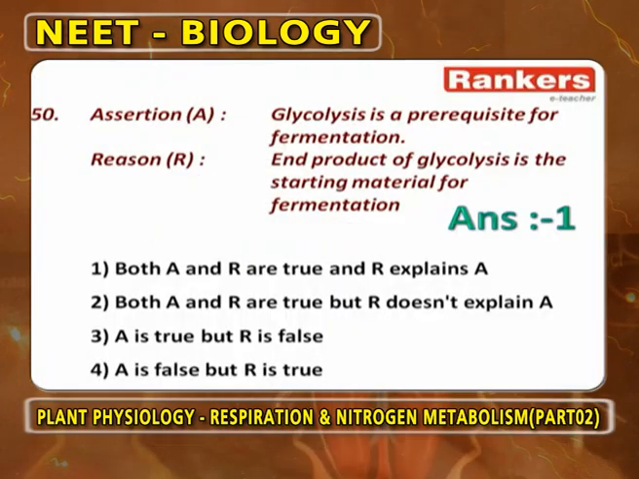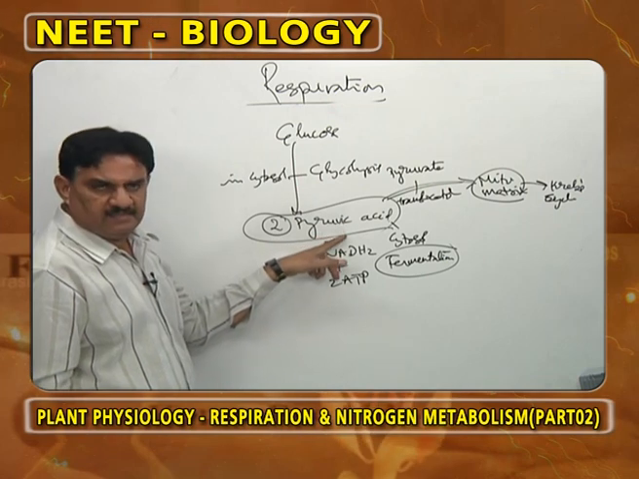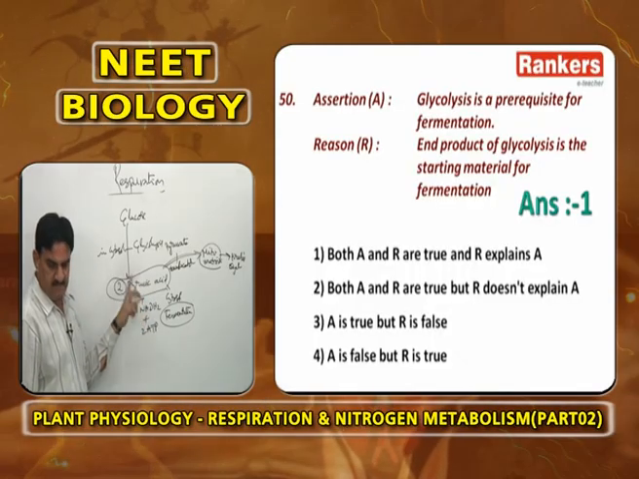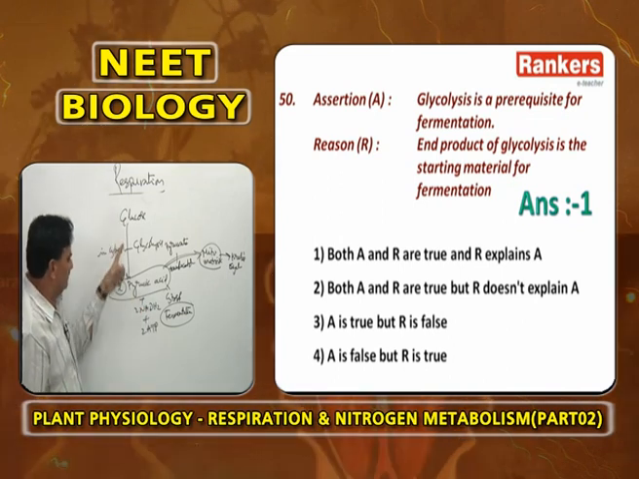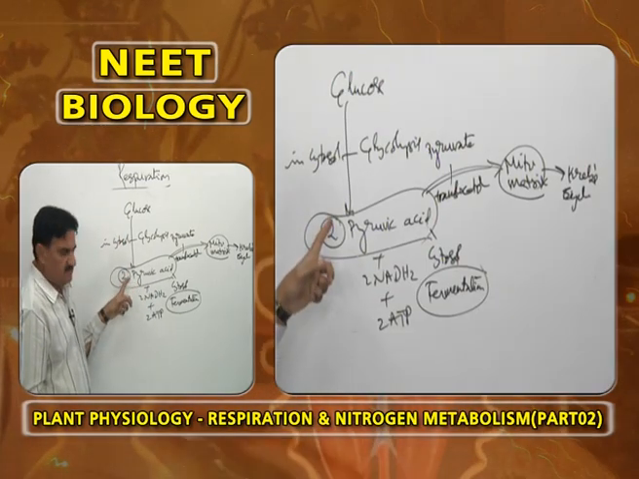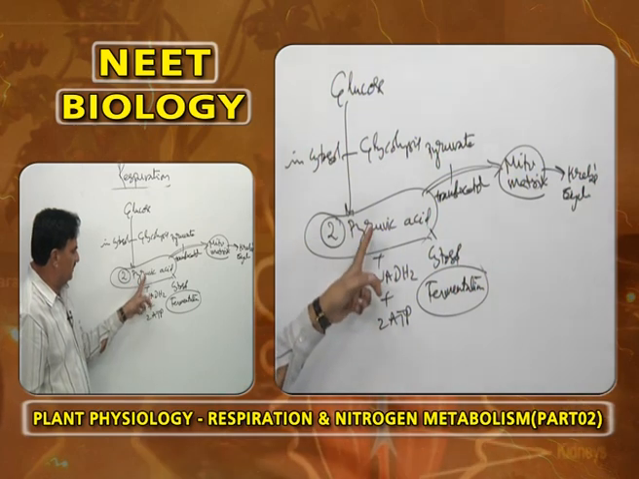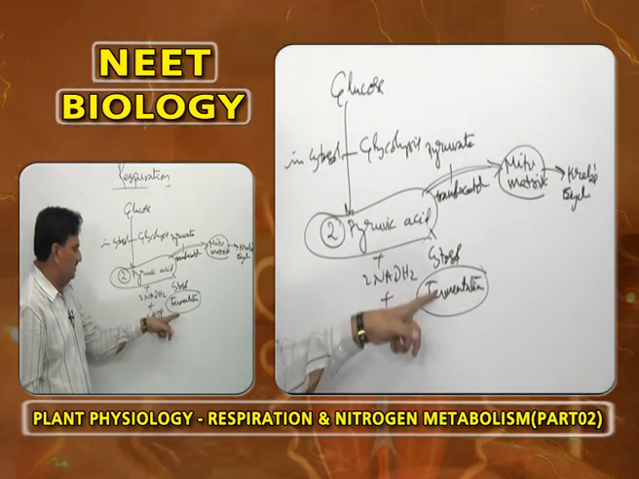So, the assertion is glycolysis is the prerequisite for fermentation. Definitely glycolysis is a prerequisite for fermentation because pyruvic acid is the substrate for fermentation. The end product of glycolysis is the starting material for fermentation. The end product of glycolysis is pyruvic acid. It is the starting material for fermentation. Definitely pyruvic acid is involved in fermentation.